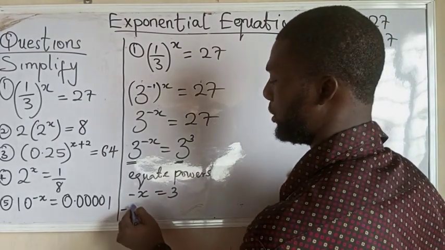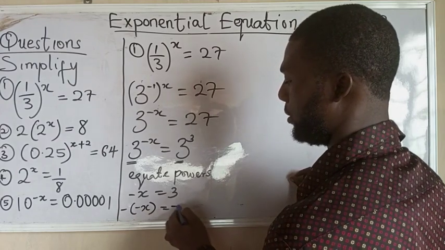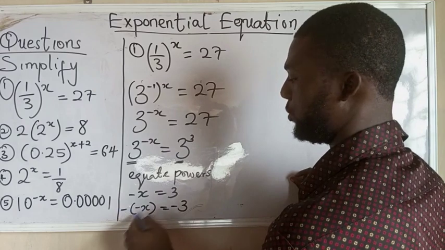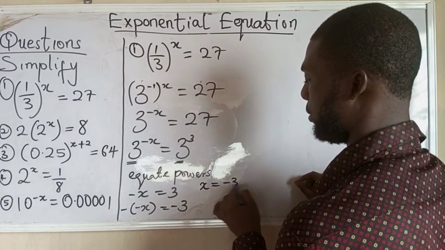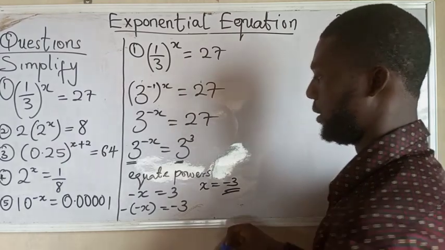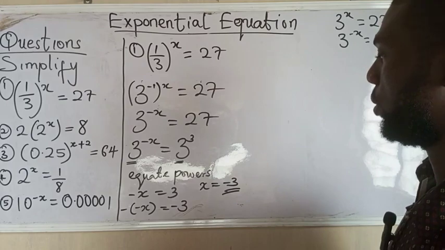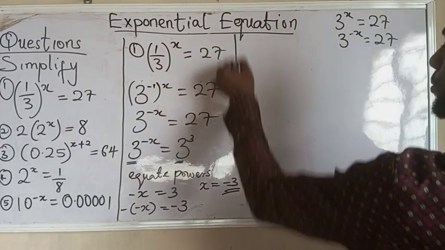So what are we going to do? We multiply both sides by a negative sign, so that minus times minus will give me what? Positive x equals minus 3. And minus 3 is our answer. So let's move on to the next question.